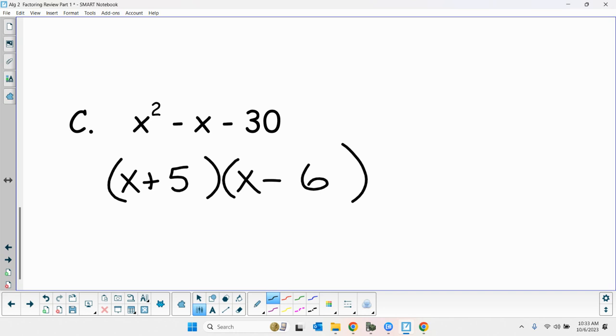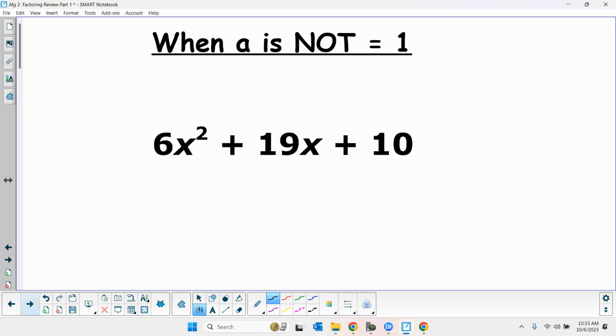Questions? Okay. Now, that's when A is 1. When A is not 1, like this one, here's what I do. Now, you might have been taught in Algebra 1 to do a little guessing and checking. You pick factors of 6x squared, which would be 1x and 6x, or 2x and 3x. You pick factors of 10, 1 and 10, or 2 and 5. And then you try to find the right combination that gives you 19x in the middle. If you're good at that method, you can do that method. That's fine. That's not how I teach it, though.